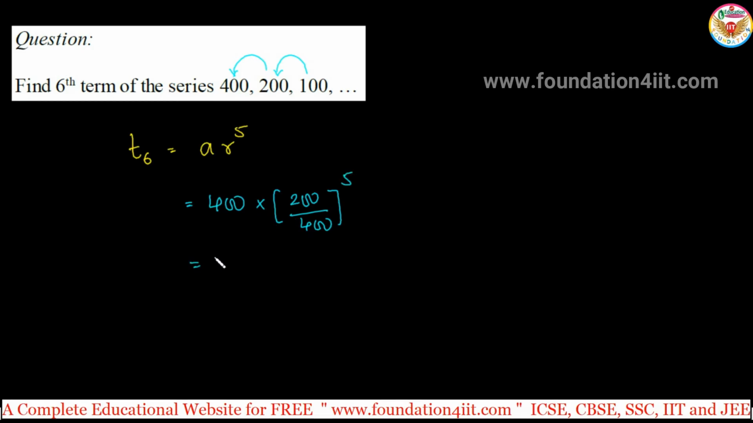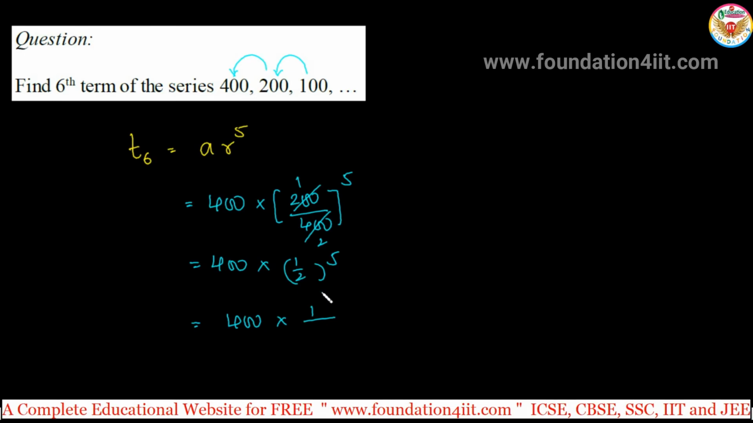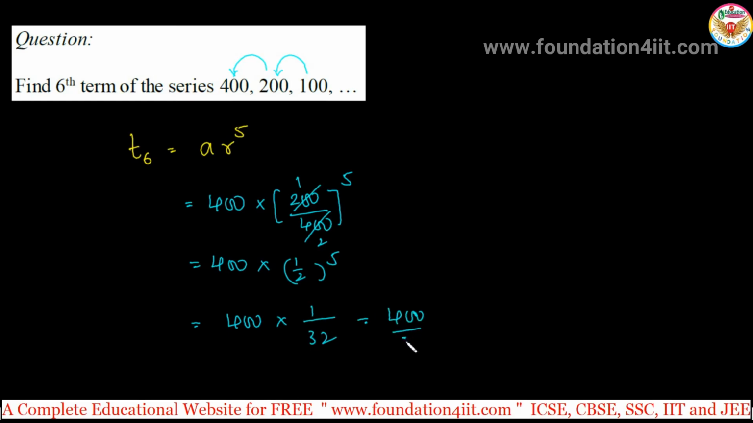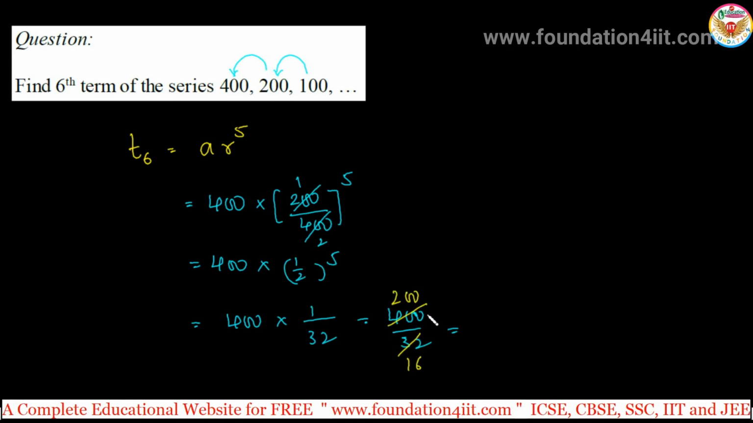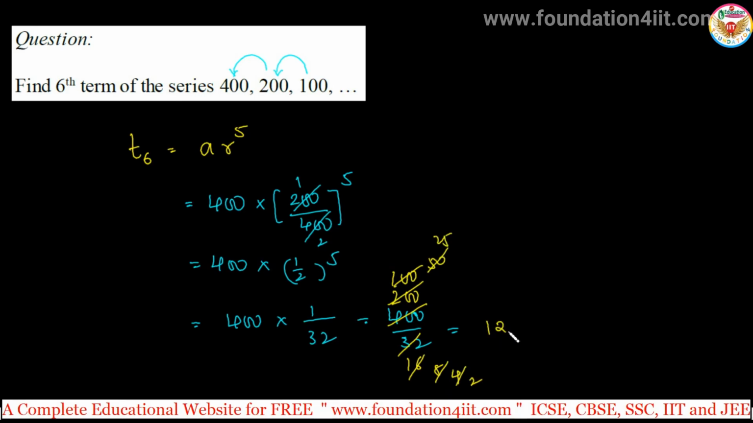Simplify this. 400 into 200 by 400, that is 1 by 2. 1 by 2 whole to the power 5. So that is 400 into 1 power 5, which is 1, divided by 2 power 5, which is 32. 400 into 1, 400 divided by 32. We can calculate this: 16, 200. Again 8, 100. Cancel 2 times: 4, 50. Again 2 times: 2 twos are 25. 25 by 2, so 12.5. 12.5 is the sixth term in the series.